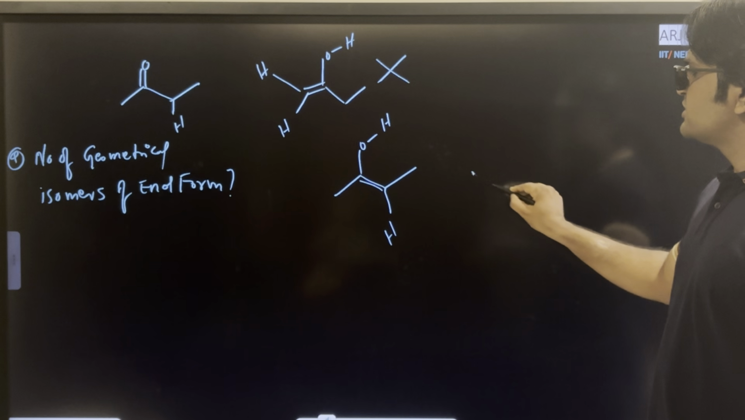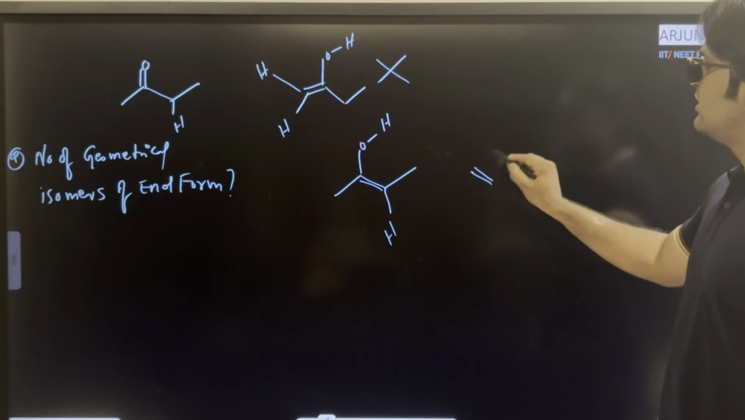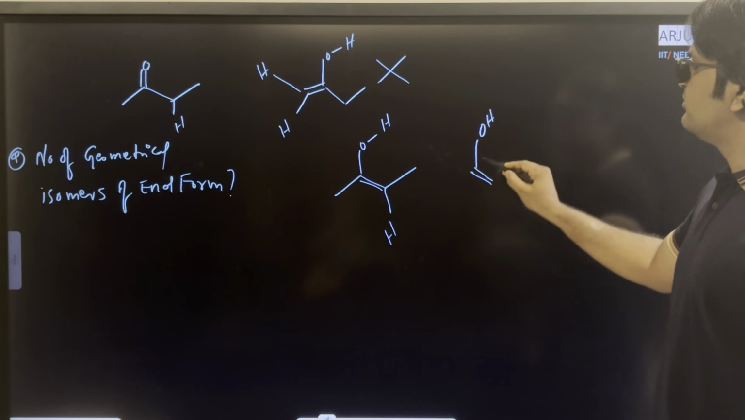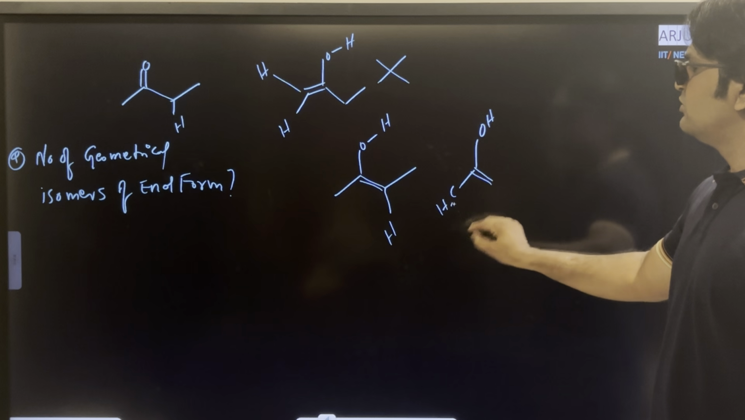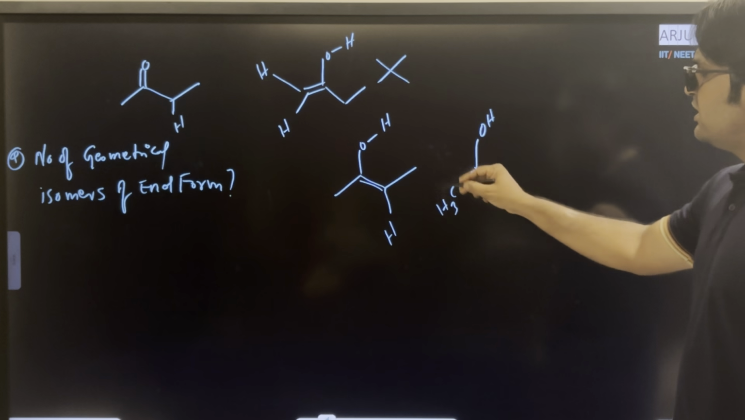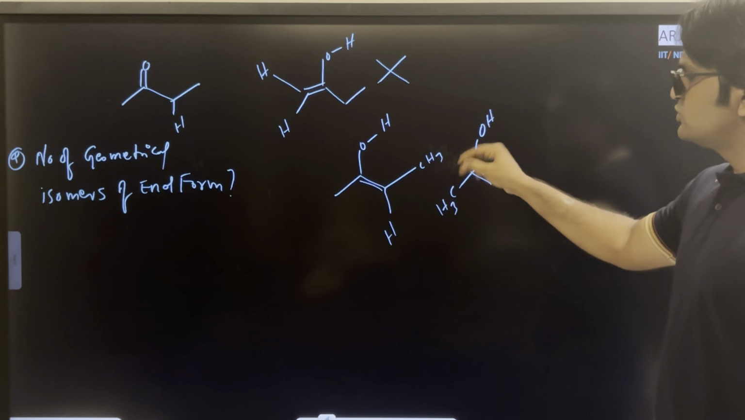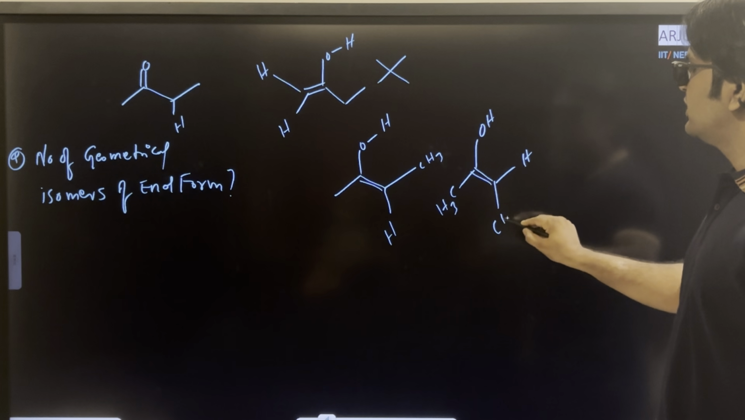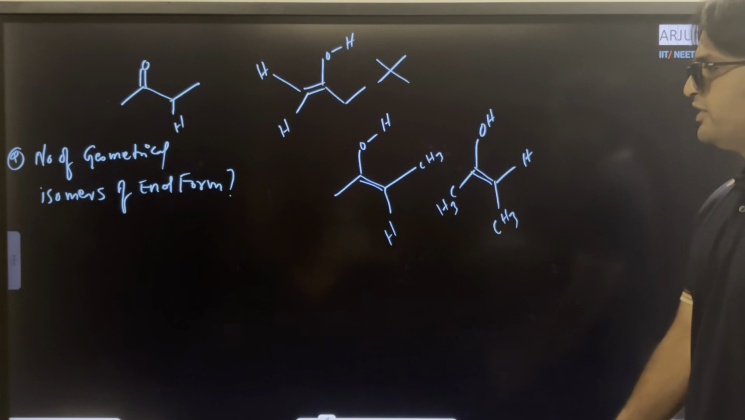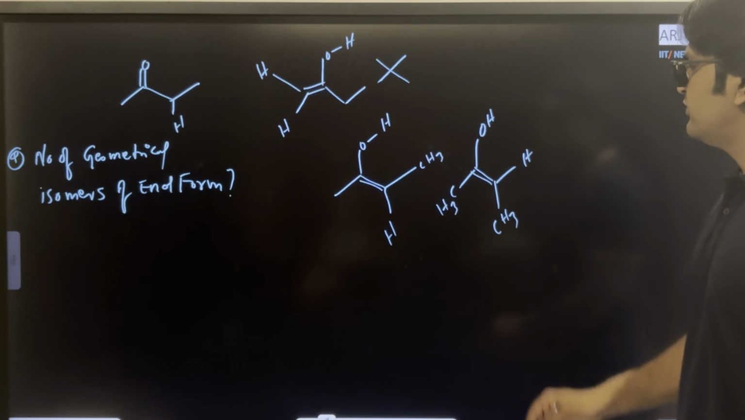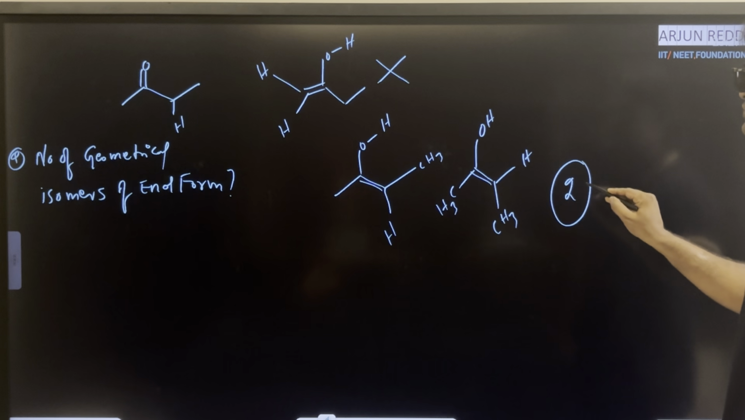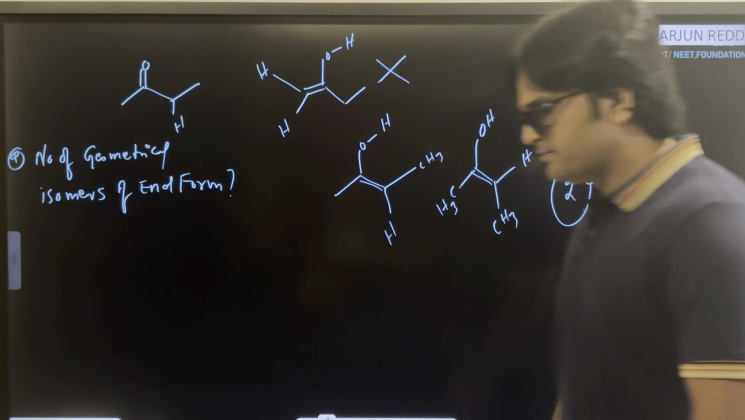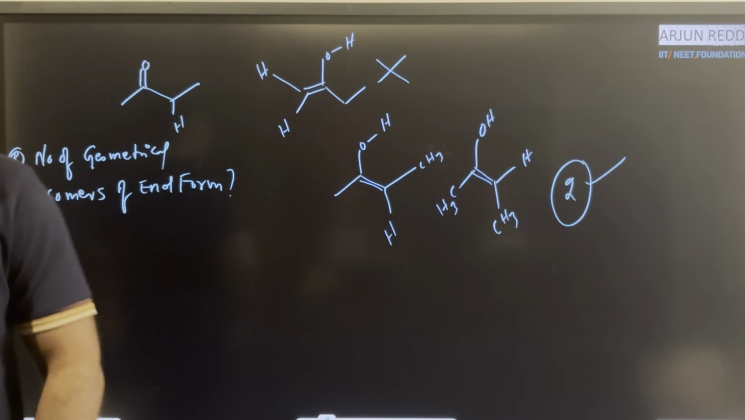And same as previous. Here around the double bond, I am not going to change the position of this OH and methyl group. Right side, methyl and hydrogen atoms are there. These two groups, hydrogen and this methyl group, I am exchanging like this. These two are the two different geometrical isomers. Then what is the answer? 2 geometrical isomers are possible. Clear? Fine. 2 geometrical isomers.